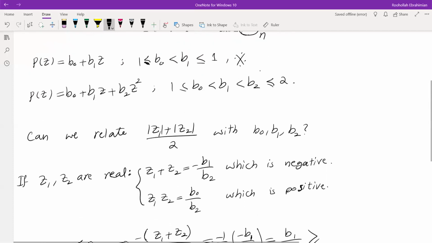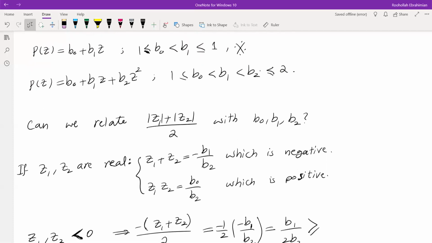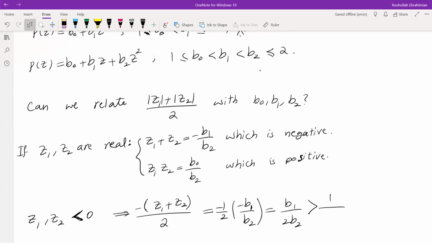But I know B1 is more than B0, which is more than or equal to 1. So I can say the minimum of this is 1. And for the other one, the minimum is 2 times 2, because the maximum of B2 is 2. So that's 1/4. And I don't have equality here, so that would be a strict inequality.